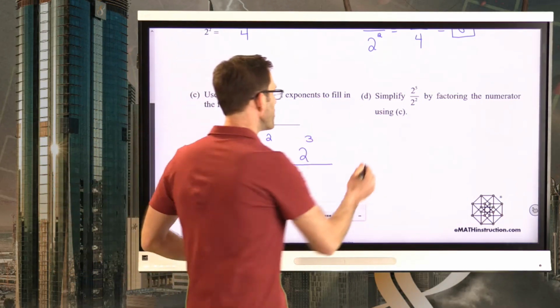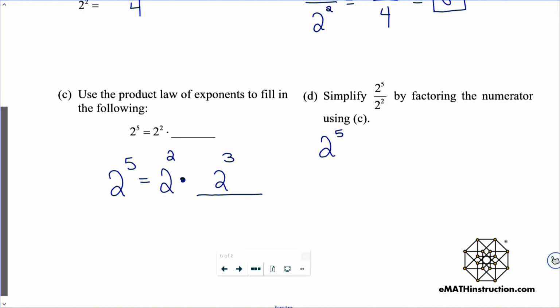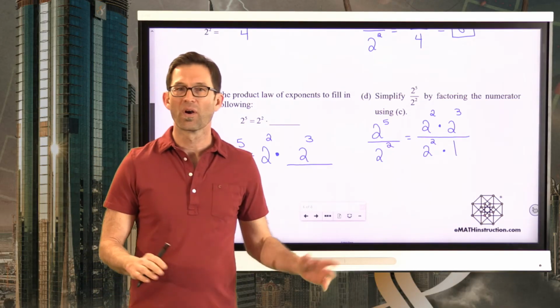I've got 2 to the 5th divided by 2 to the 2nd, my apologies. So what can I do? Well, I can write that numerator as 2 to the 2nd times 2 to the 3rd, and the denominator I'm going to write as 2 to the 2nd times 1. I can always throw a times 1 in anywhere I want.